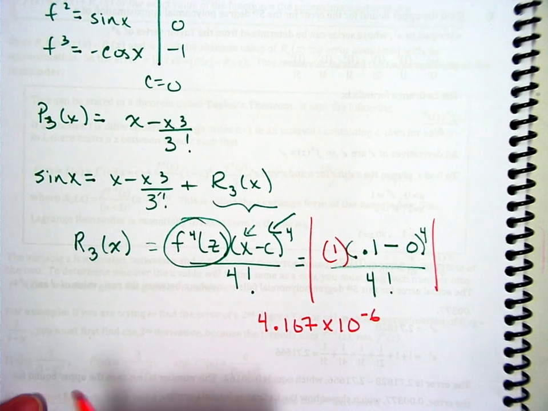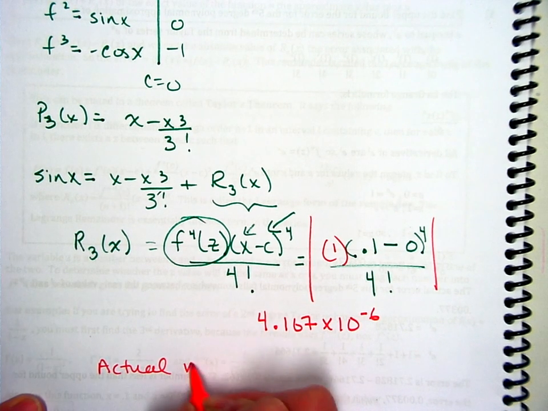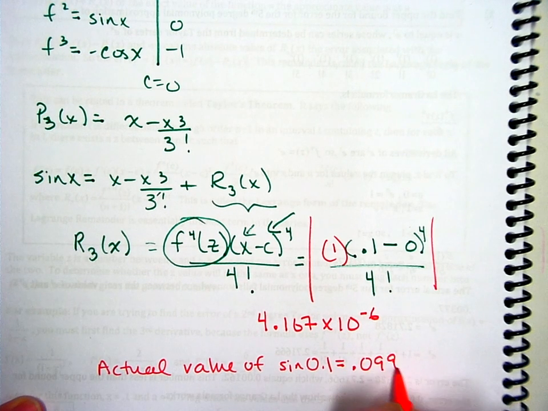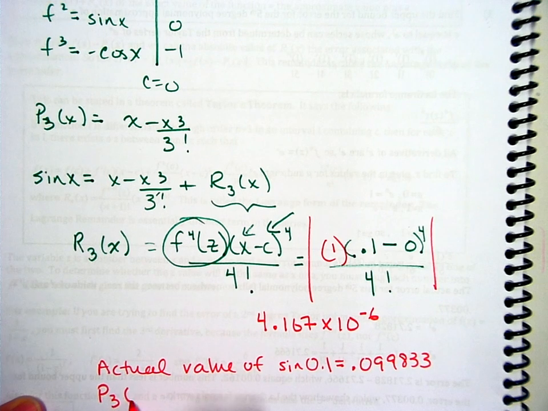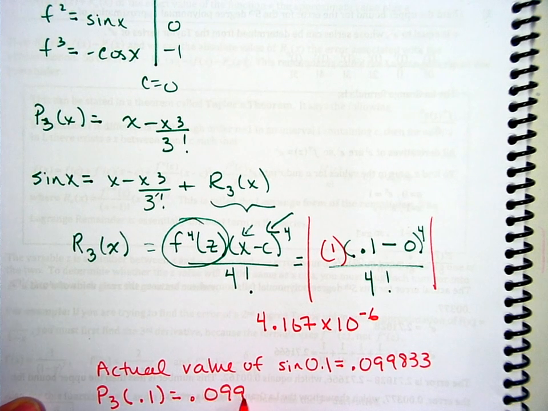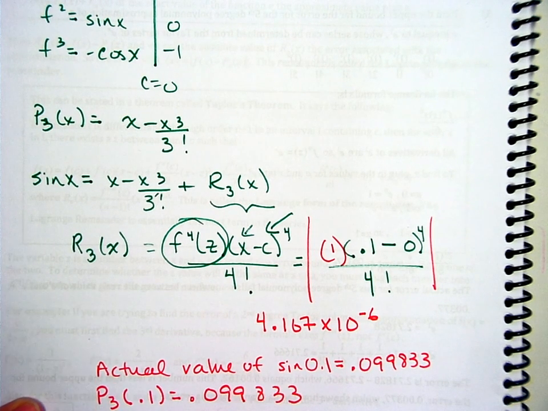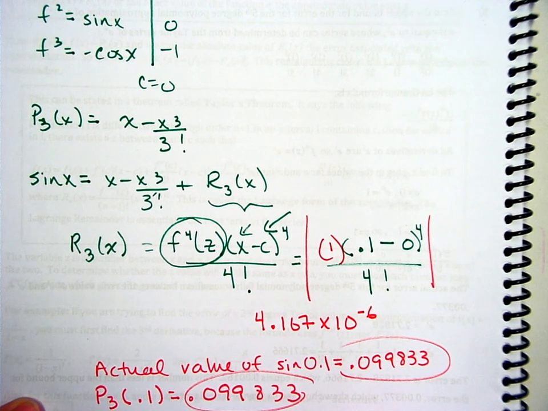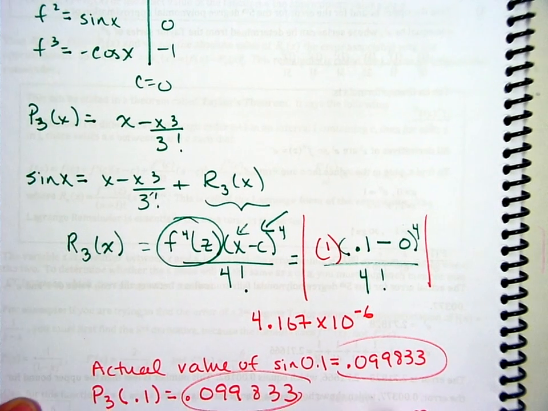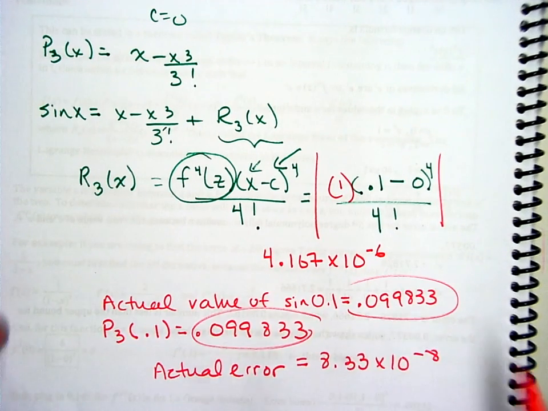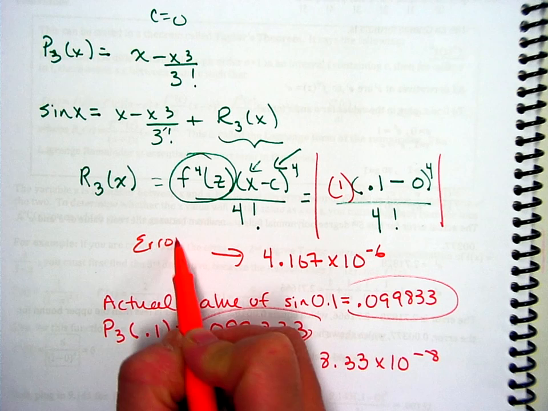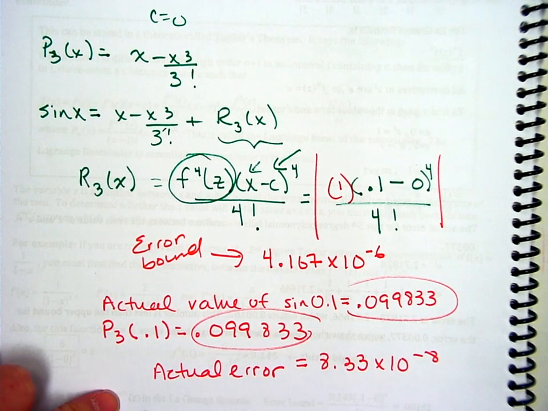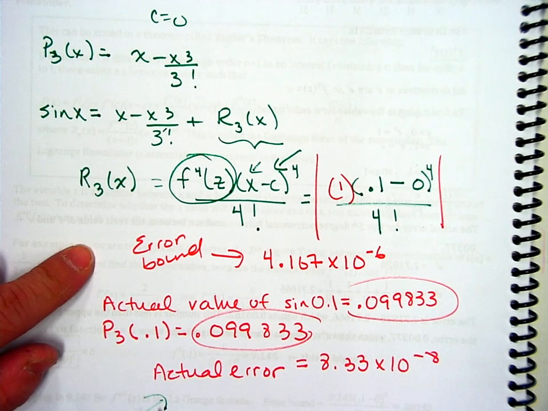So the actual value, if you use your calculator, of sine of 0.1 is 0.099833. The value of the polynomial at 0.1 is 0.099833. So the actual error, which is just the difference of these two numbers, is 8.33 times 10 to the negative 8. So what this number gives you here, this is called your error bound. So it is the biggest error possible. So this actual error should be something less than the error bound.